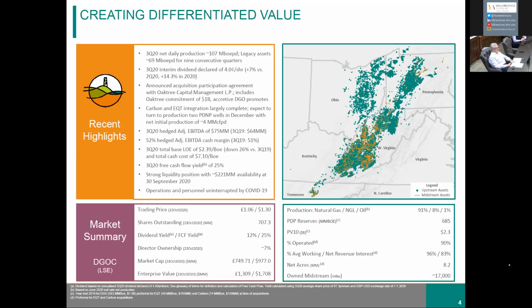Market summary, a few things there. We talked about the dividend yield. It's coming down as the share price has been going up a little bit here recently. Market cap over $1 billion now. Enterprise value at 1.7.